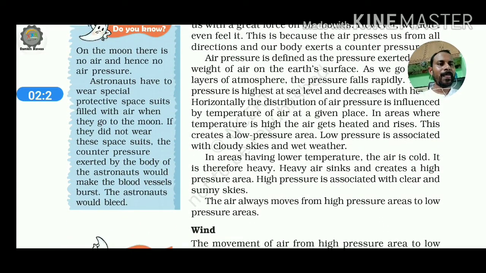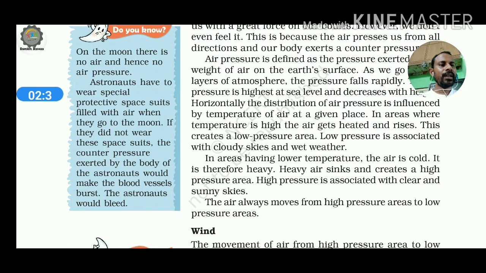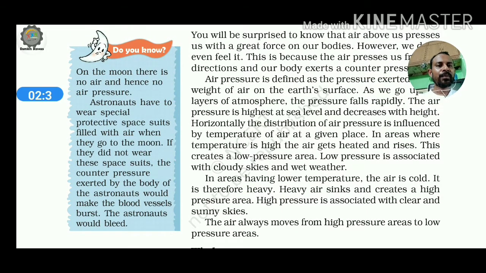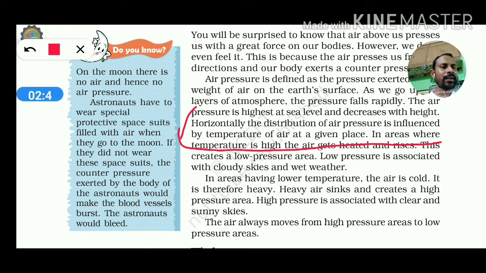So look at the line. Air pressure influenced horizontally: the distribution of air pressure is influenced by the temperature of air at the given place. In the areas where temperature is high, air gets heated and rises. So when the air can move very easily from one place to another, getting the opportunity to rise, obviously it will create less pressure on the surface.